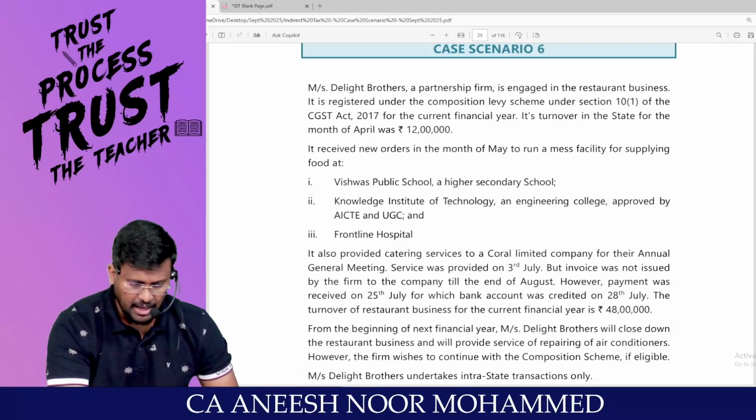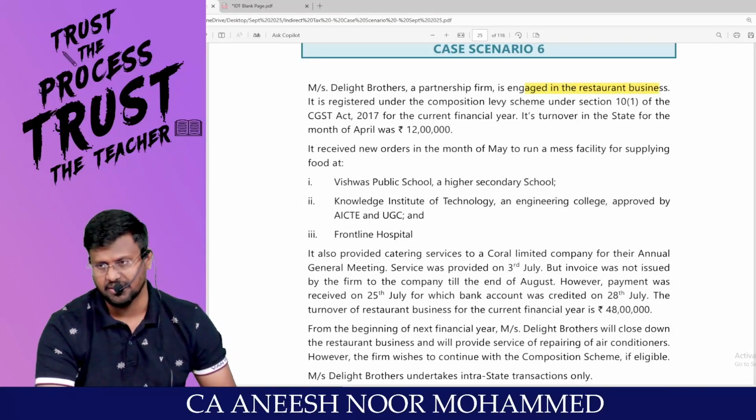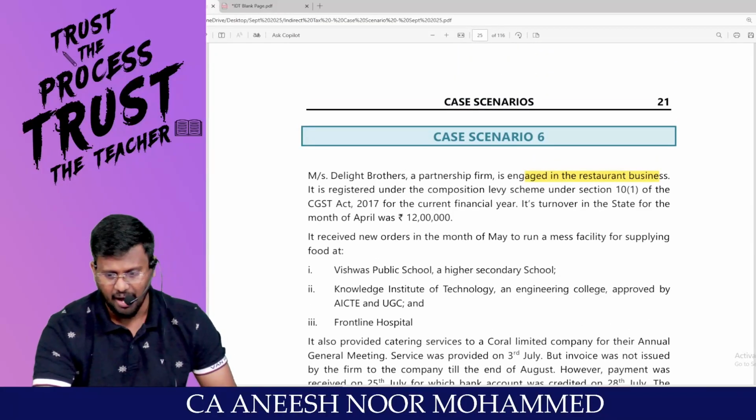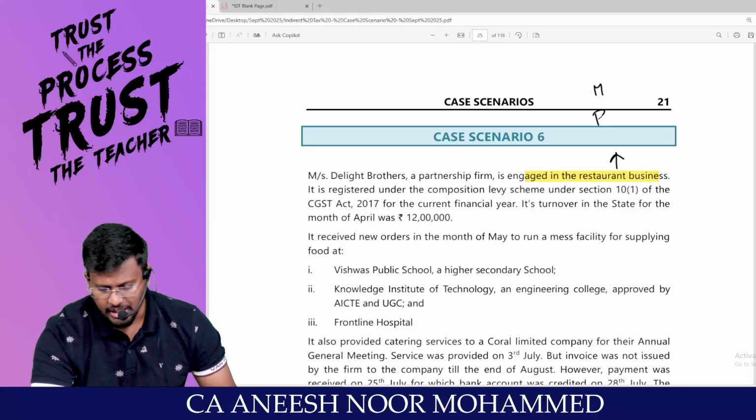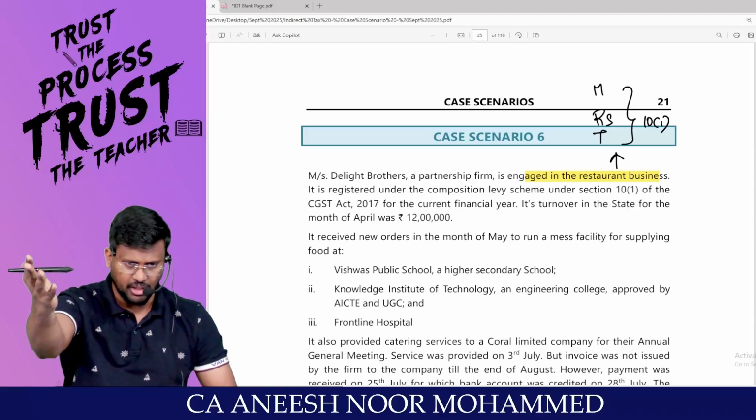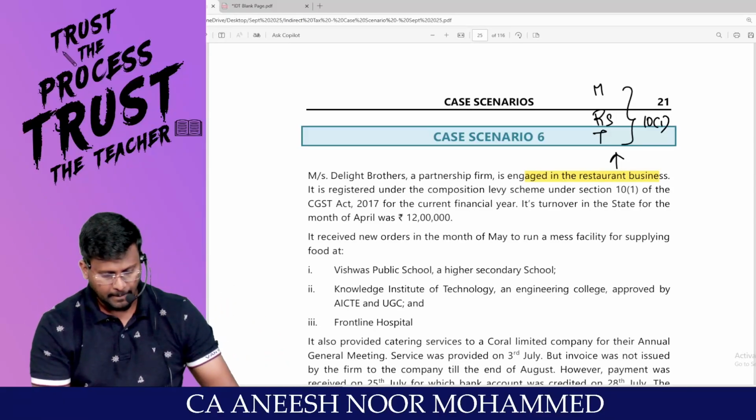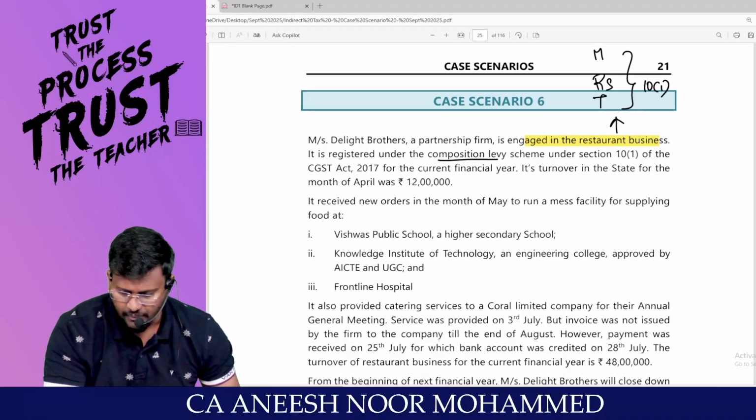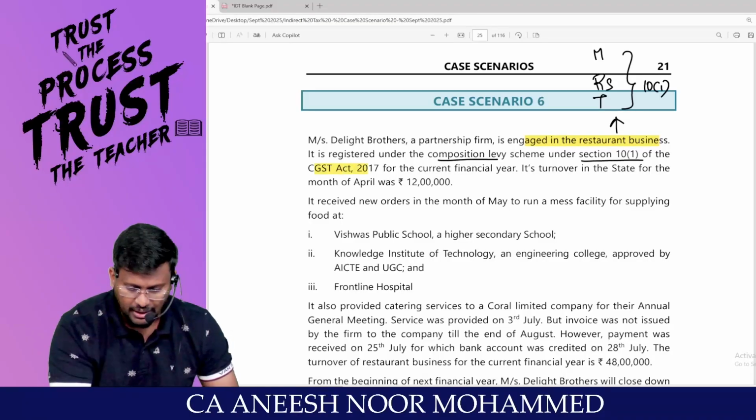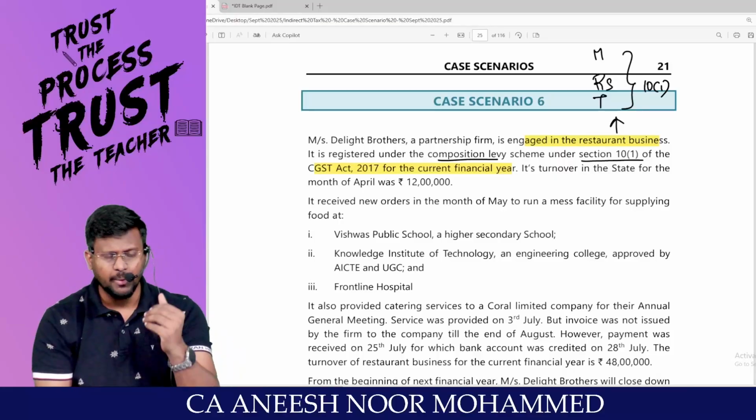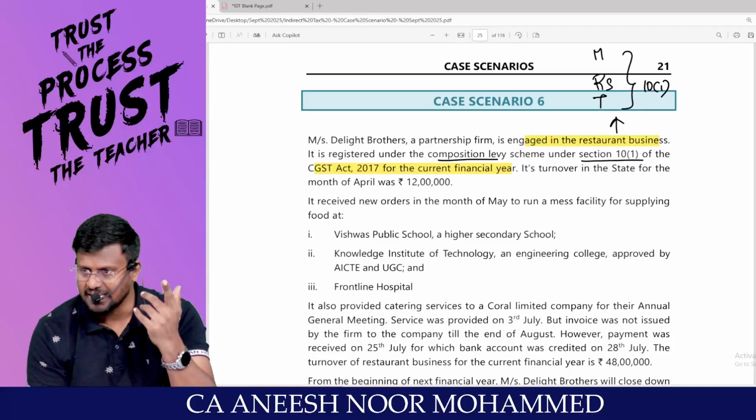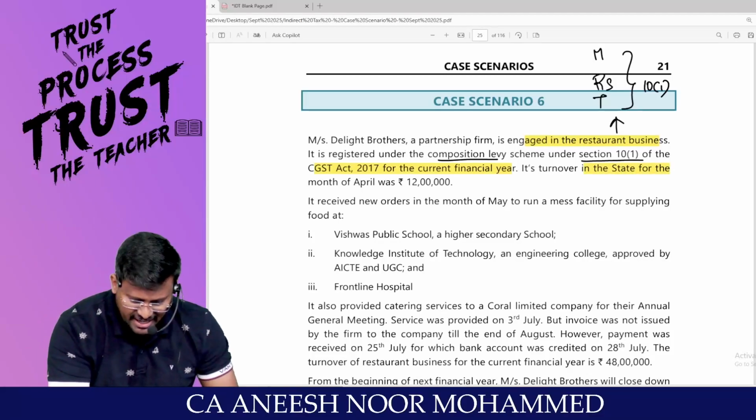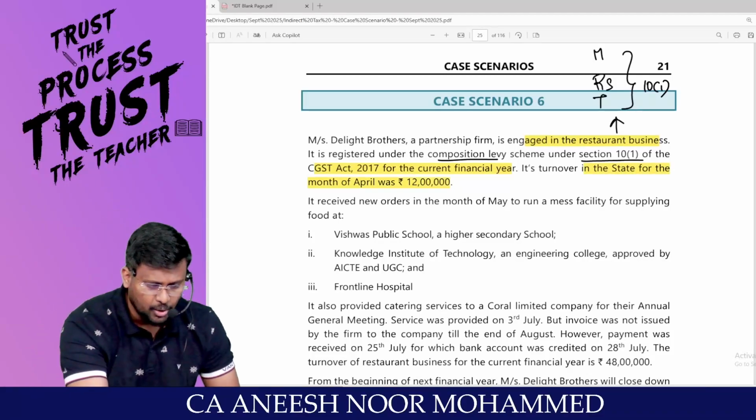Mrs. Delight Brothers, a partnership firm, is engaged in the restaurant business. Restaurant wala. So, either you may be a manufacturer, or you may be a restaurant service provider, or you may be a trader. These guys are entitled to go through the composition levy under 10(1), not 10(2A). It is registered under the composition levy under 10(1) of the CGST Act for the current financial year. That means in the immediately preceding previous year, their turnover would not exceed 1.5 crores or 75 lakhs, as the case may be. Its turnover in the state for the month of April was 12 lakhs. Current year, 12 lakhs is the turnover.